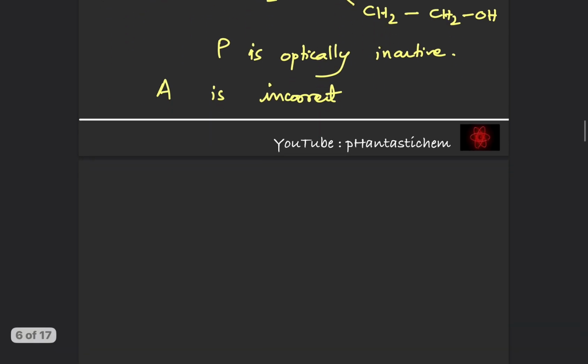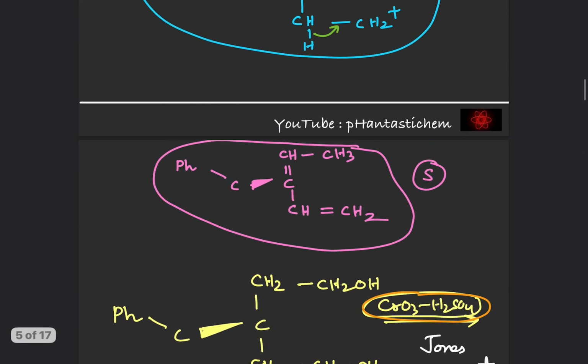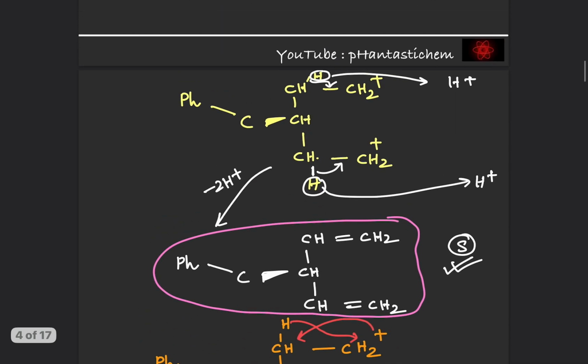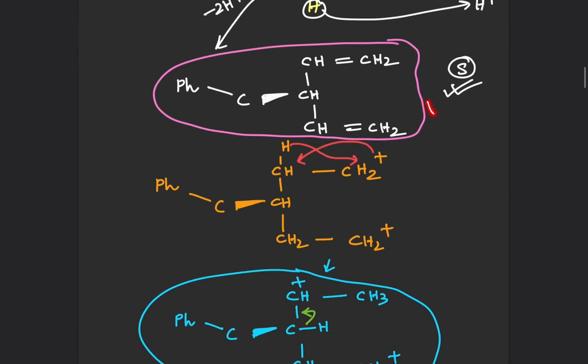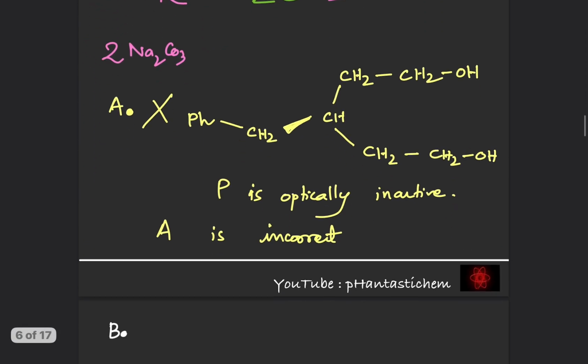Then let's look at option B. Option B is saying S gives Bayer's test. Remember, S were alkenes. So we obtained multiple products; this is one of the S, this is the other S. So we have to know what Bayer's test is.